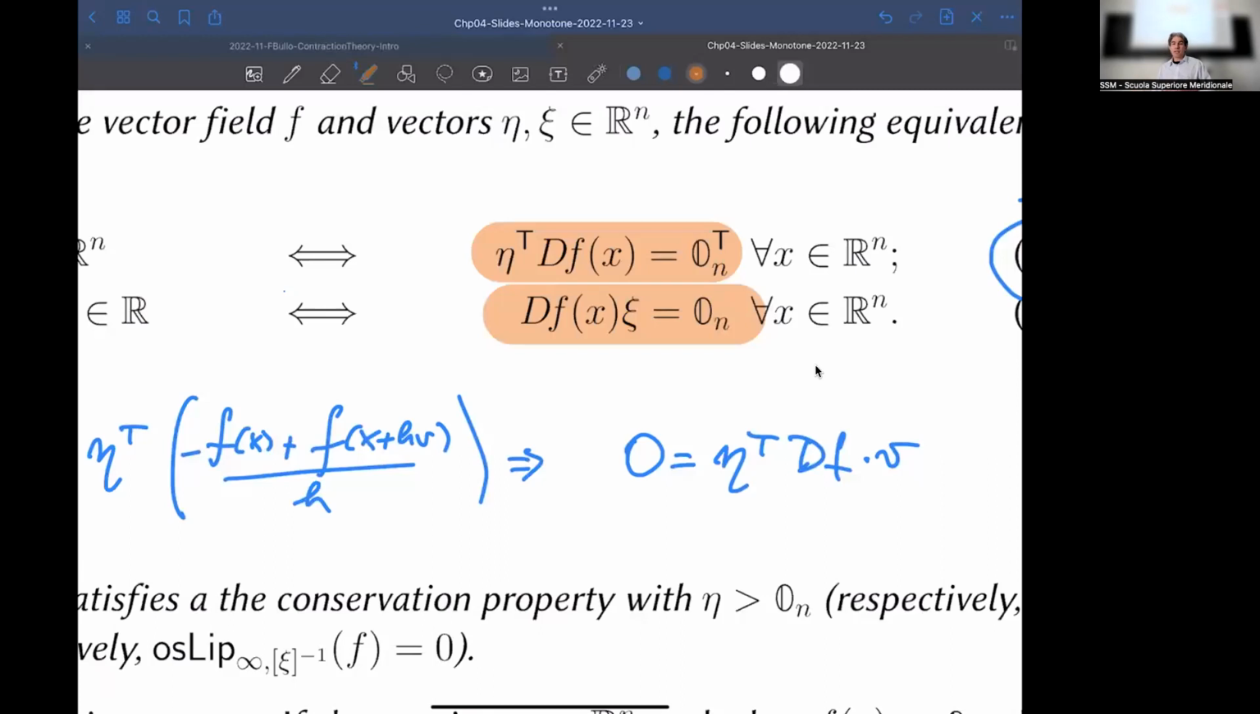Thank you. Exactly. Look at that. Those are eigenvector, eigenvalue equations. The second equation says that Xi is the right eigenvector of the Jacobian with eigenvalue 0. And the first equation says that eta is a left eigenvector of the Jacobian everywhere, by the way, with eigenvalue 0. So you have an eigenvalue equal to 0.